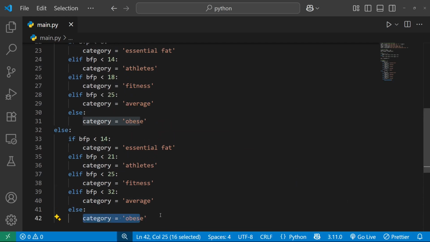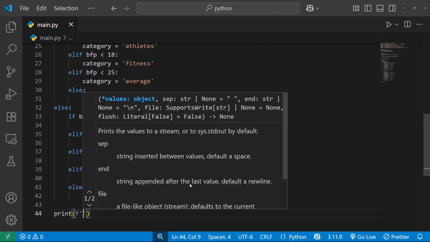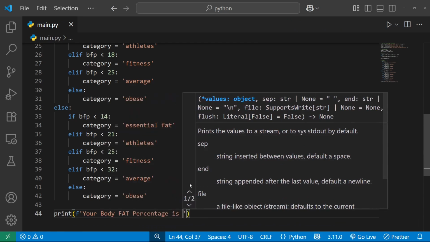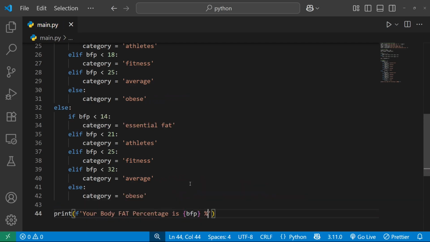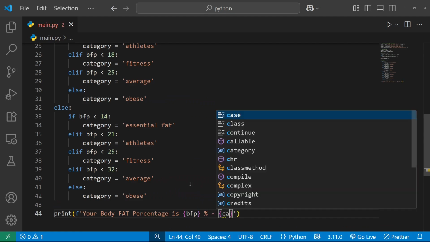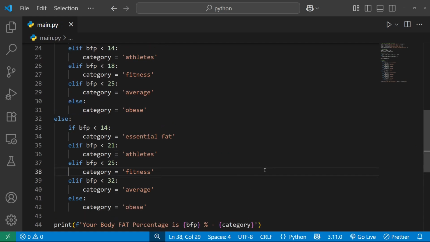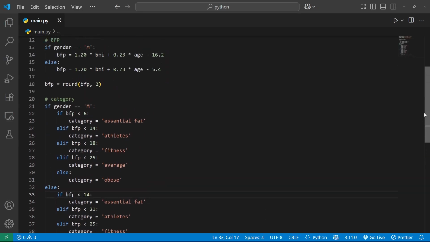Okay, and now we have everything we need. We just need to print the result. So print: your body fat percentage is BFP, in percentage, and here I would put category. Okay, it sounds good. I think that everything is okay.